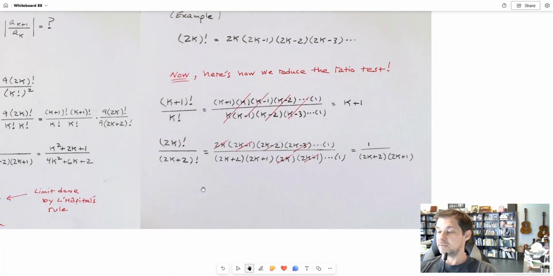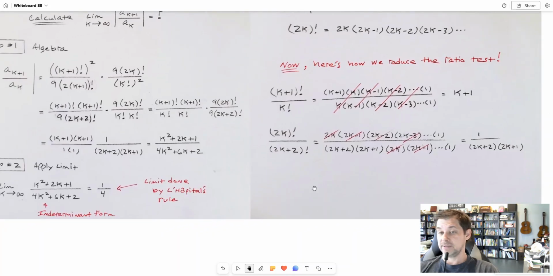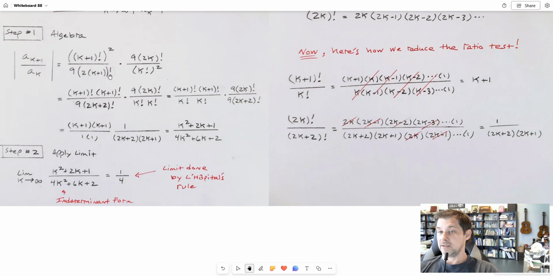What about this one? 2k factorial over 2k plus 2 factorial. Well, I'll write it out, and then I see from here down cancels out of both of them, leaving me what? A 1 on top, because every factor cancels up there, and 2k plus 2, 2k plus 1 on the bottom. So that's how these are going to cancel. See? All right.